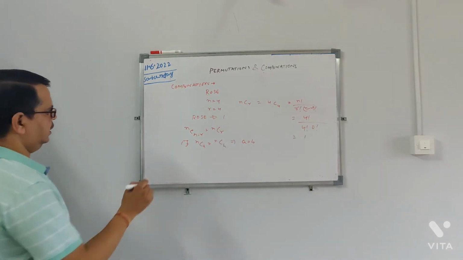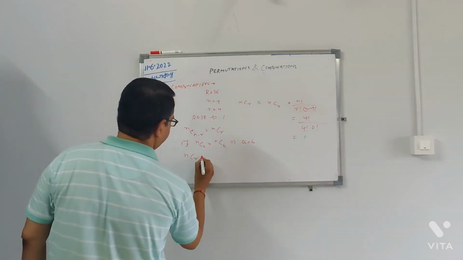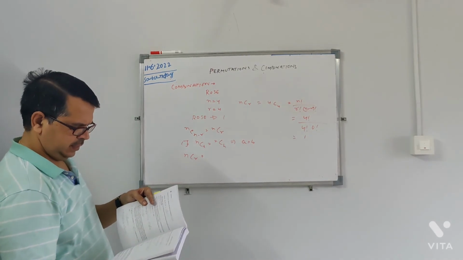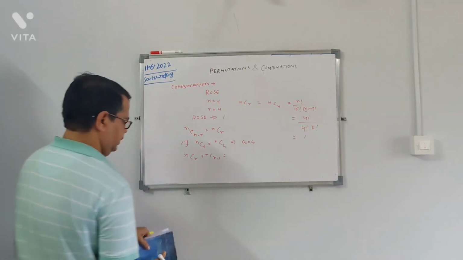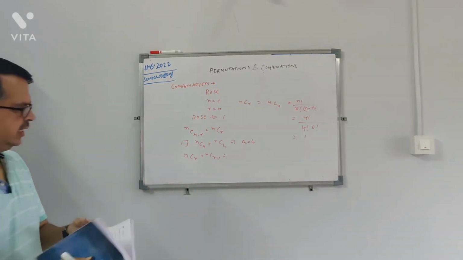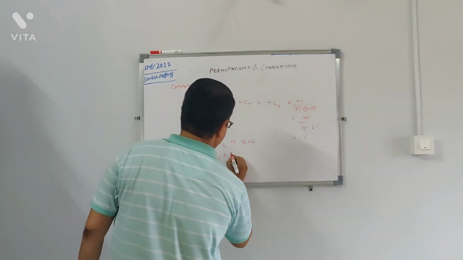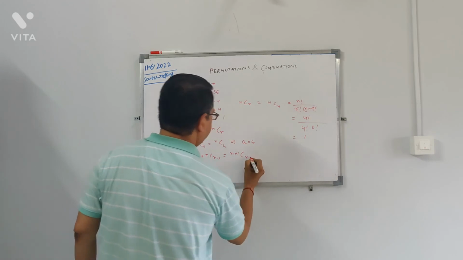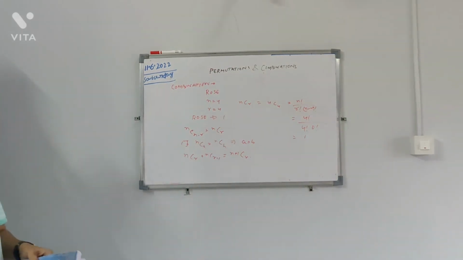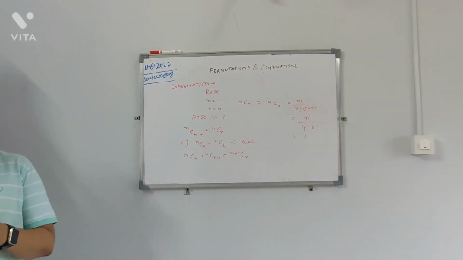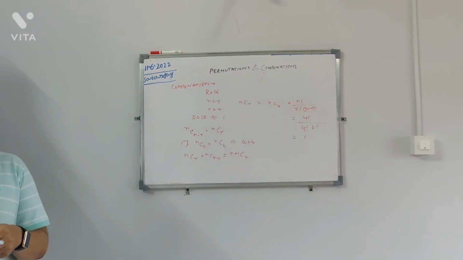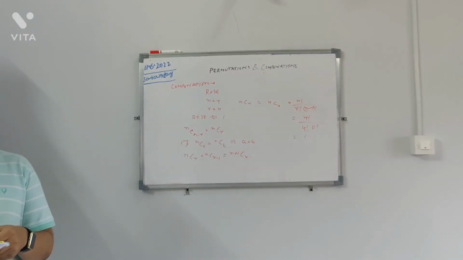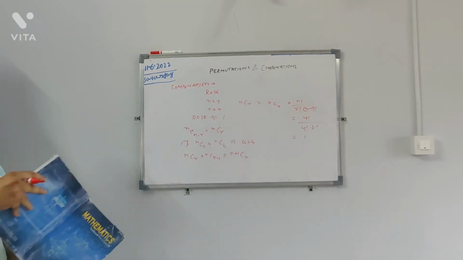Then another theorem is nCr plus nC(r minus 1) is equal to (n plus 1)Cr. Just remember this. You can derive it, but just remember: nCr plus nC(r minus 1) is equal to (n plus 1)Cr. So here there is one numerical.